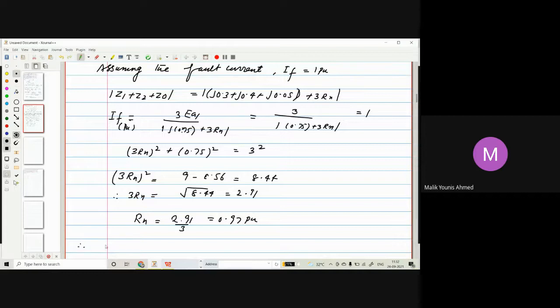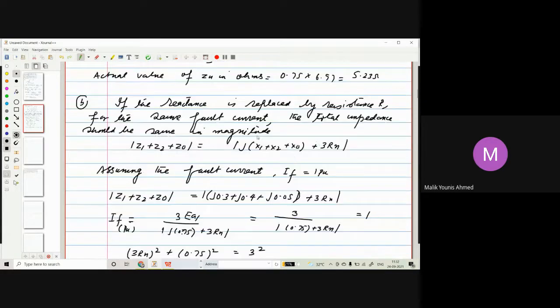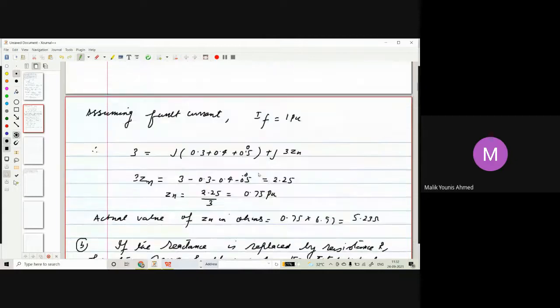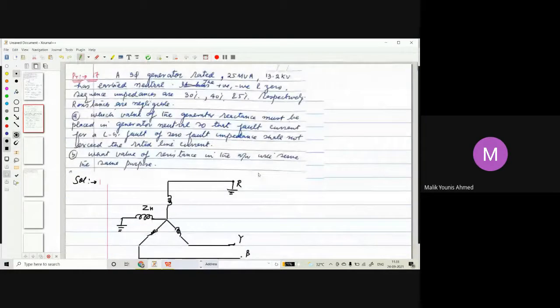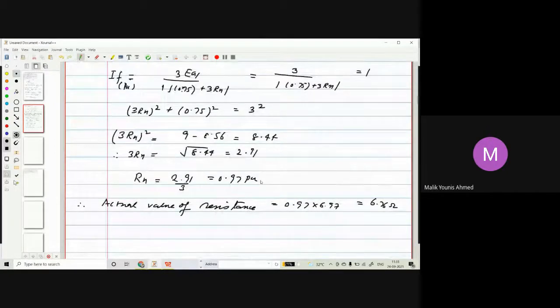So therefore the actual value of resistance should be 0.97 into 6.97, that's the base value. That will be 6.76 ohms. I think this was a very important problem. So you need to see how we have to take the modulus values. This question can be done in this way only. It's a very important problem, sometimes asked in the examinations.